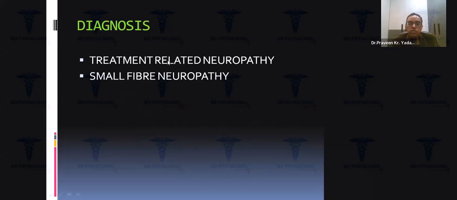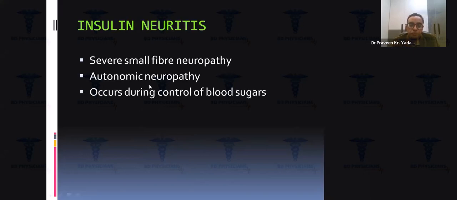So the diagnosis is treatment related neuropathy, or insulin neuritis, which was the old term used. And this is the classical example of a small fiber neuropathy which can occur in diabetes mellitus. It's a severe small fiber neuropathy and there may be autonomic involvement as well. It occurs when there is a rapid and dramatic control of the sugars, especially when the patient is admitted suddenly and then IV insulin or subcutaneous insulin is started for the patient.